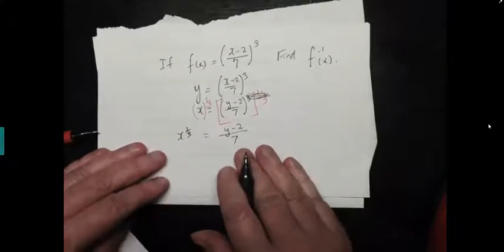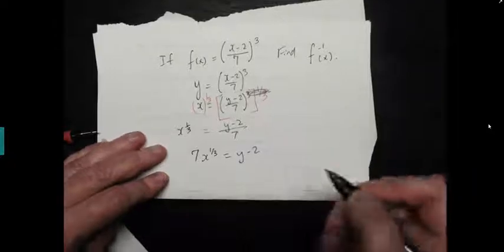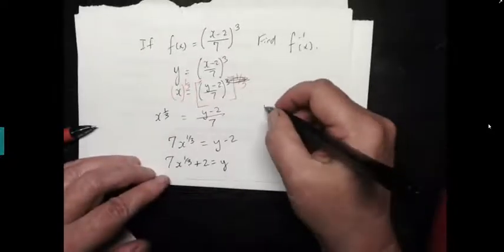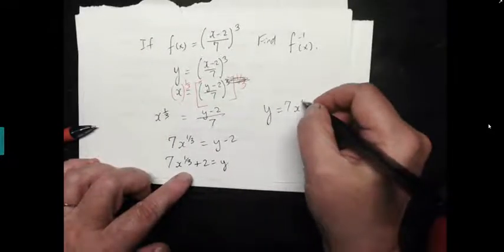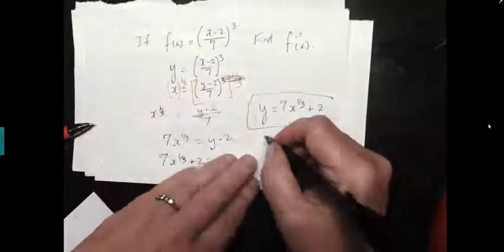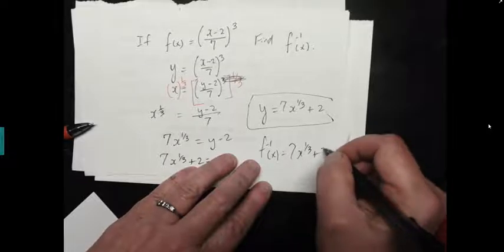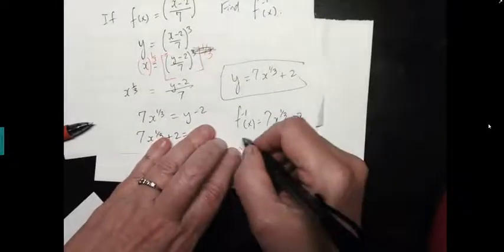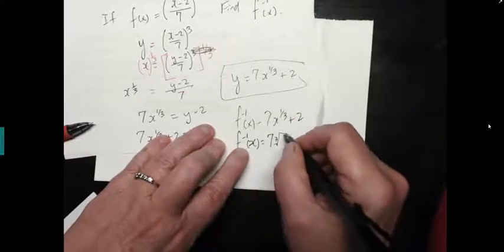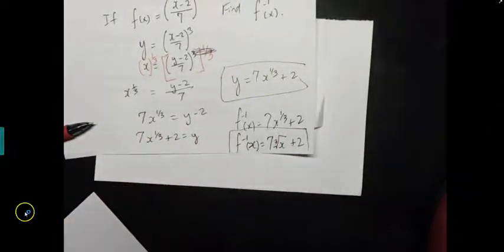Now I want to get y by itself. Multiply both sides by 7. Then add 2 to both sides. So I have that y is equal to 7 times x to the 1/3 power plus 2. And now I have my answer here. I just replace y with f inverse. Or you can write the 1/3 power as the cube root. So 7 times the cube root of x plus 2. That is my inverse. And that finishes this video.